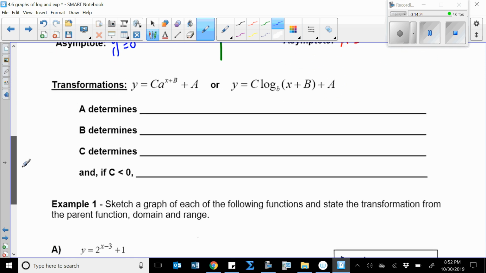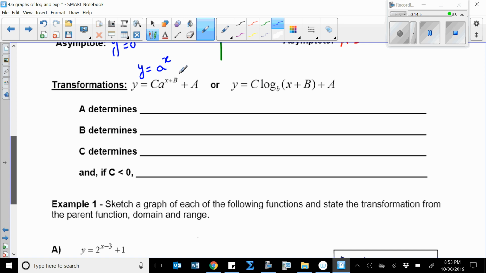Now let's talk a little bit about transformations. Transformation rules are exactly the same thing that we have learned before. So we're just going to review a little bit on this. If you have y equal to c times a to the power of x plus b plus a, or c times log of x plus b plus a, what does each of these values a, b, and c do to the function? Let's say the parent function is y equal to a to the x.